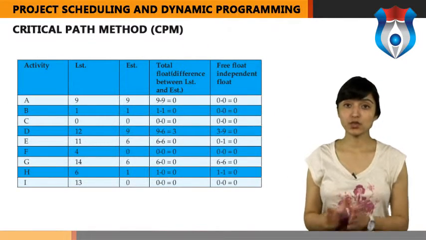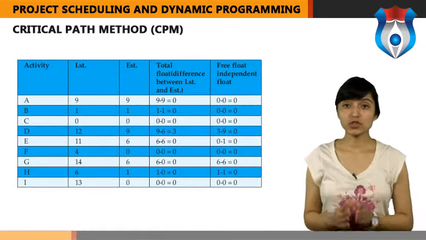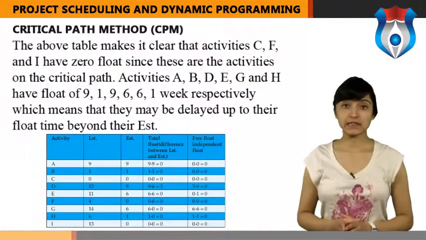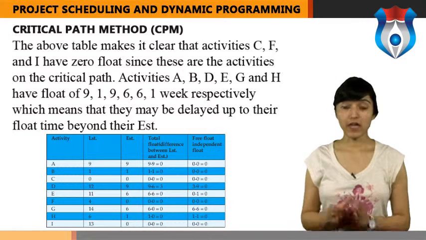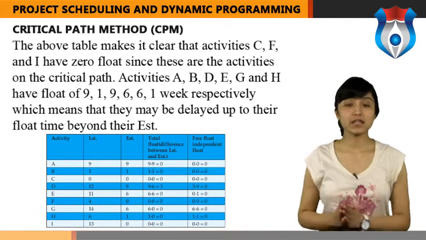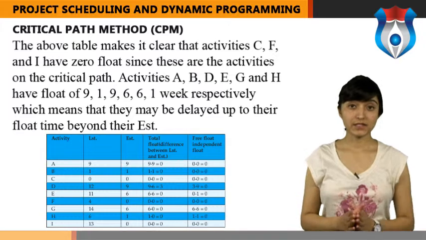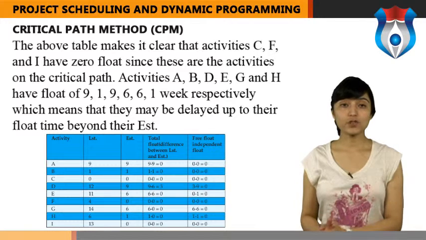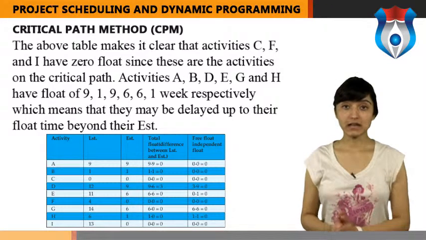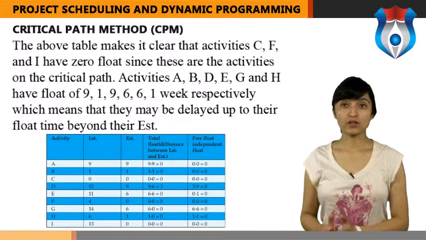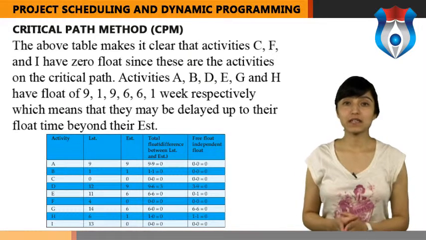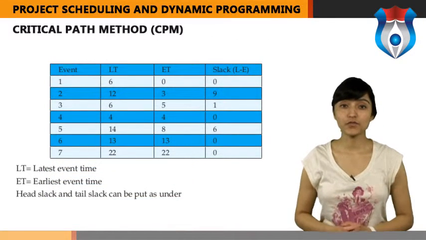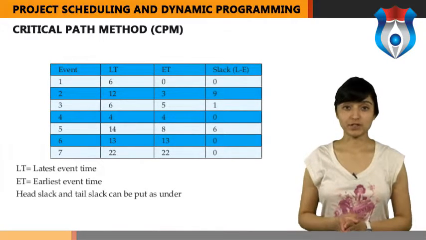The table indicates the total free and independent floats of each activity concerning illustration. The above table makes it clear that activities C, F and I have 0 float, since these are the activities on the critical path. Activities A, B, D, E, G and H have float of 9, 1, 9, 6, 6, 1 week respectively, which means that they may be delayed up to their float time beyond their EST without having any effect on the duration of the total project.